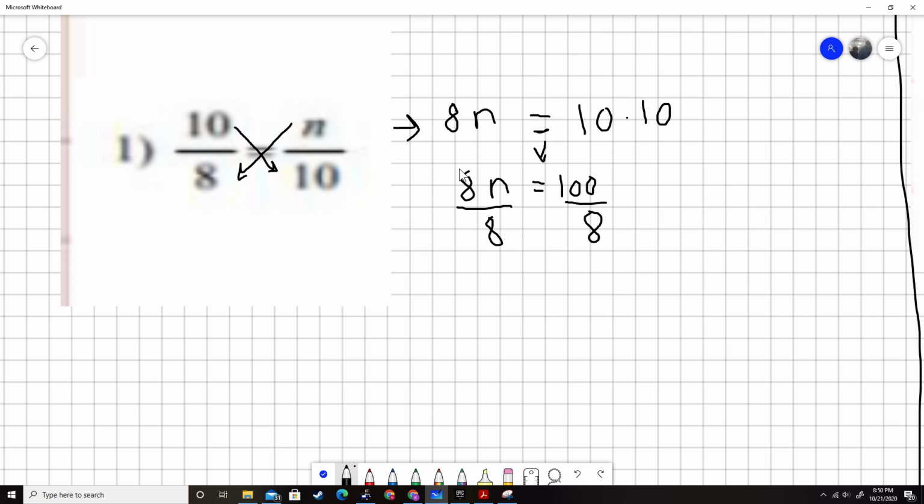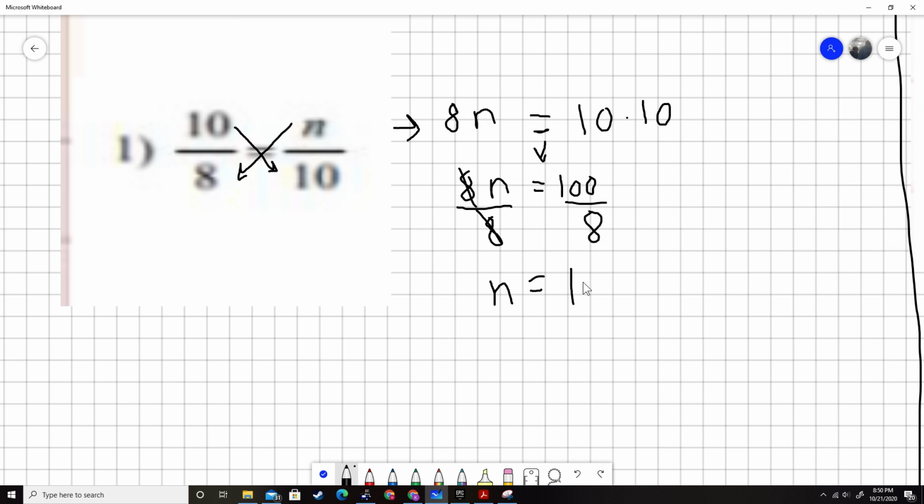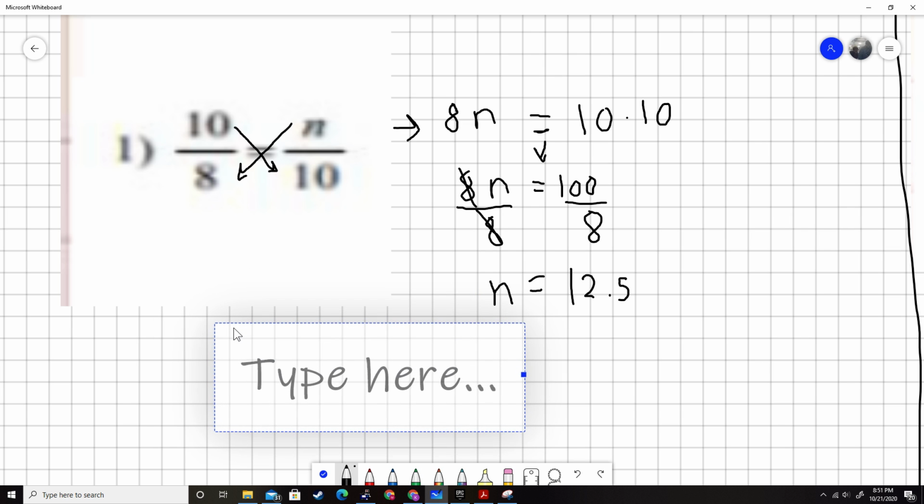So 8 divided by 8, those cancel each other out, leaving us with just n. On the other side, now I have 100 divided by 8. So if you want to check that out in your calculator, you can go through and do that. So I have 100 divided by 8. That gives me 12.5. So we have 12.5. Now, when I go through and do this, this is my solution. We got to make sure we check it. So always just go through, check your answer.